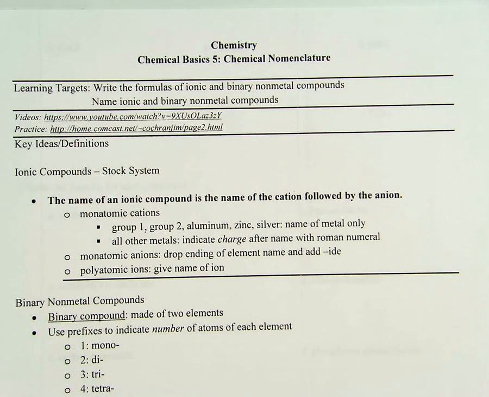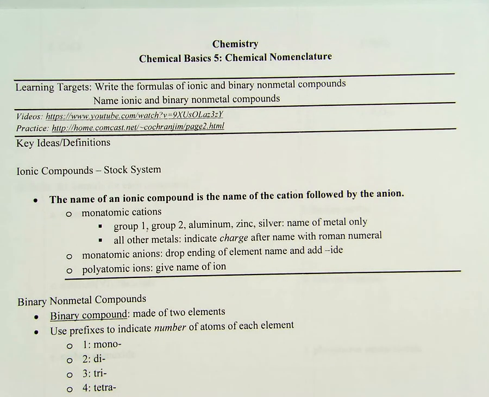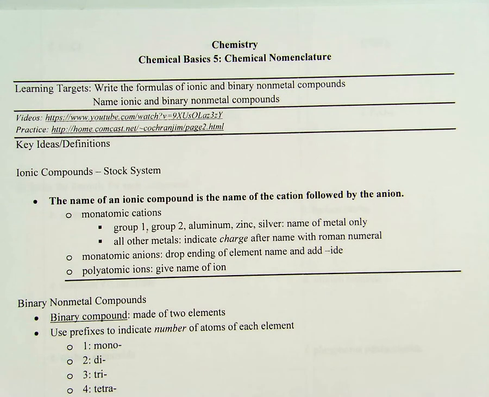This video is on chemical nomenclature. Nomenclature is simply a name that means how we name things. So we're looking at the rules for naming compounds. Two learning targets in this unit here.